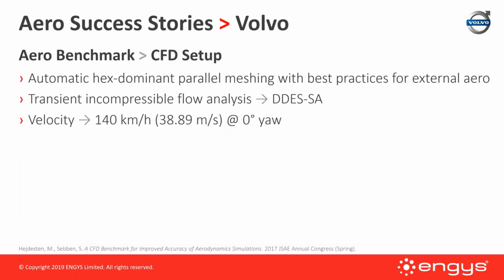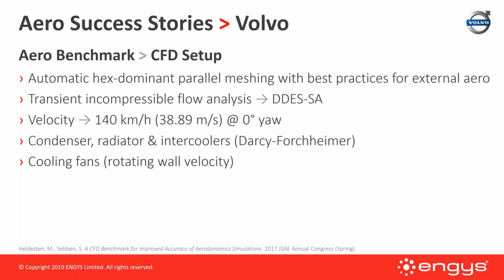So for the CFD setup, it used the automatic hex dominant parallel meshing that is used within Elements, and it used the best practices for external aero, transient incompressible flow analysis using a delayed detached eddy simulation, specifically the Spalart-Allmaras turbulence model. The velocity was 140 kilometers per hour at 0 degrees yaw for each one of these cases.